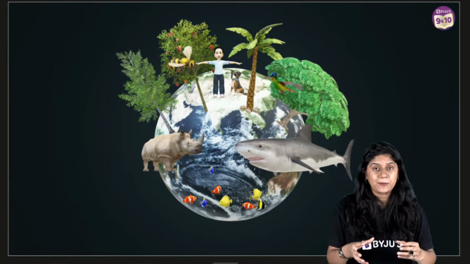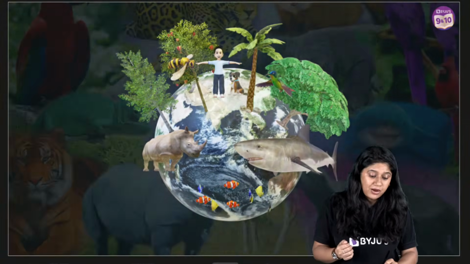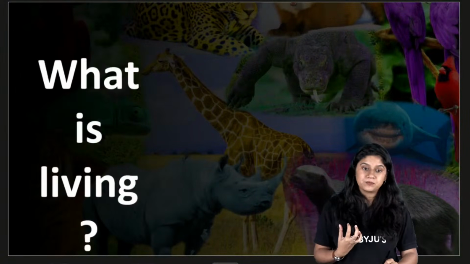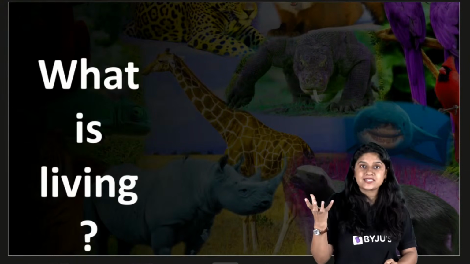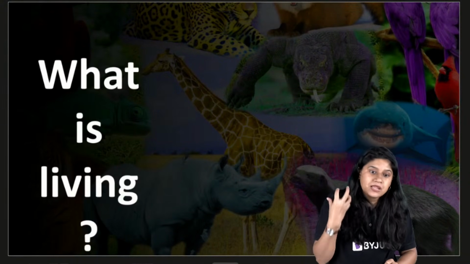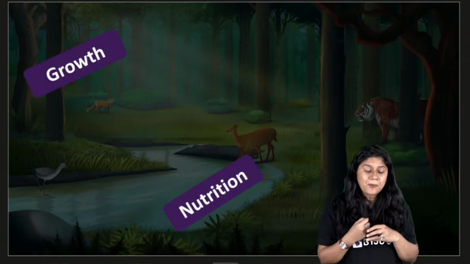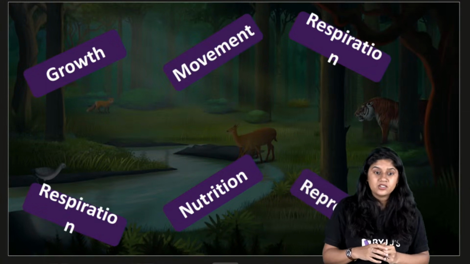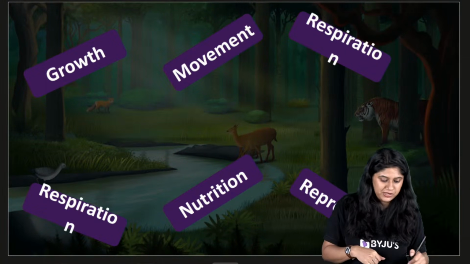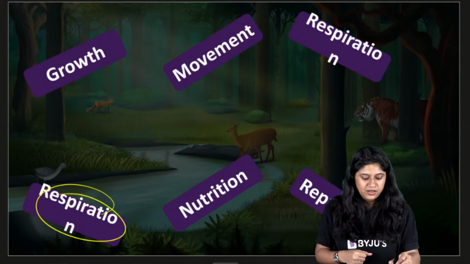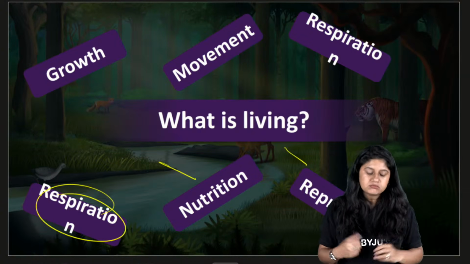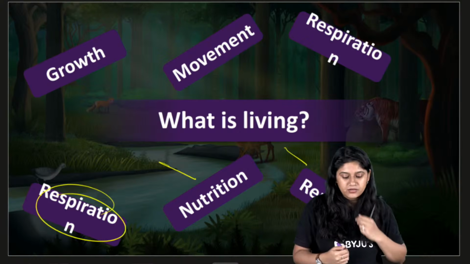In this particular chapter, the first paragraph talks about the living organism. Now, what are living organisms? How do we define a living organism? Let's take a look over here. When we talk about the living organism, we can say that the ones who have growth, movement, respiration, nutrition, reproduction.